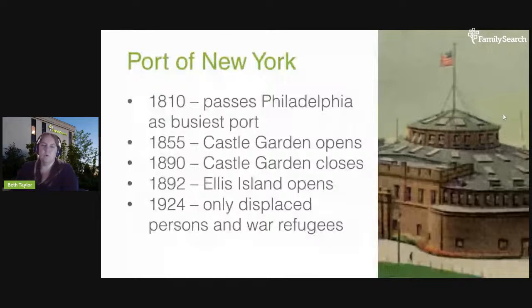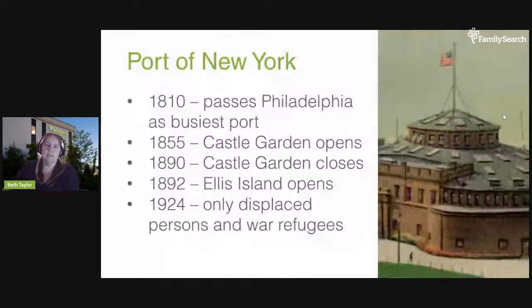Now in 1924, after the 1924 Immigration Act was passed that set those quotas, it meant that everybody had to get a visa before they even left their country of origin. And so the purpose of Ellis Island was diminished. There wasn't a lot of need for it. So after 1924, only people who couldn't get a visa before they left, including war refugees like during World War II and displaced persons, those were the only ones who were processed through Ellis Island. The 1924 Act really cut down the need for Ellis Island.